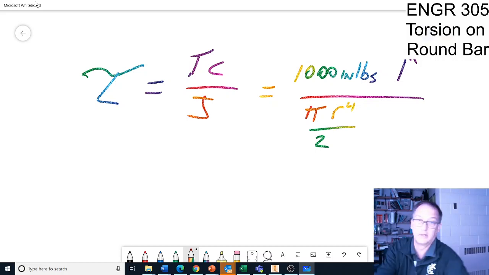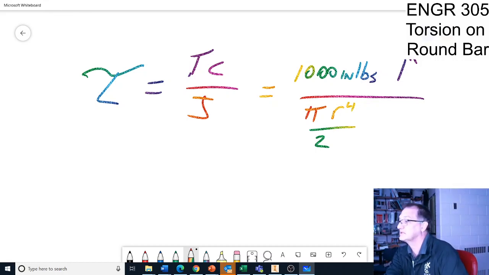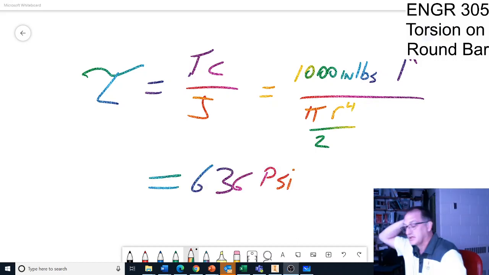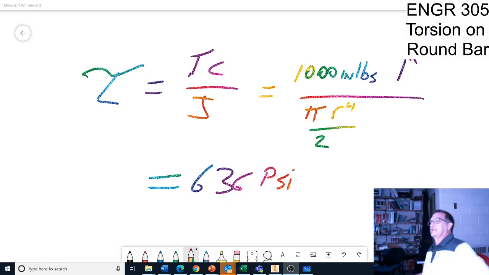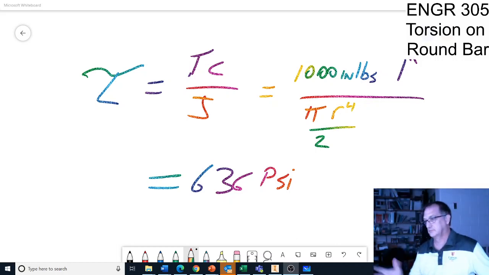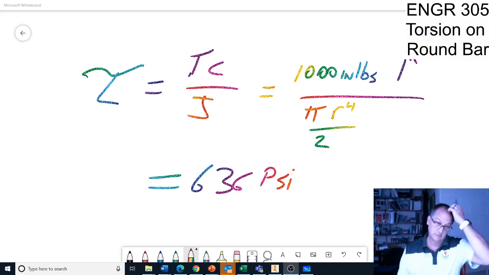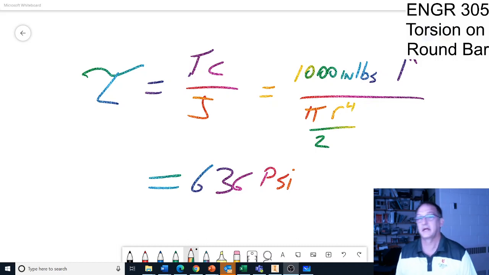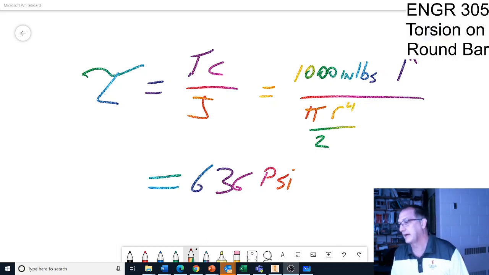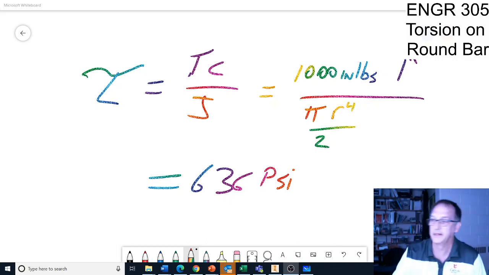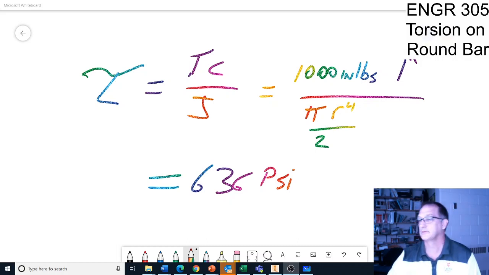I can almost do in my head what my shear stress is. But I can't because I haven't had my coffee yet. So we're going to calculate that. Stress is 636 PSI. That's what I calculate. We good with that? It's basically 2,000 divided by pi. I could have probably done it in my head, but like I said, no coffee, no chance.